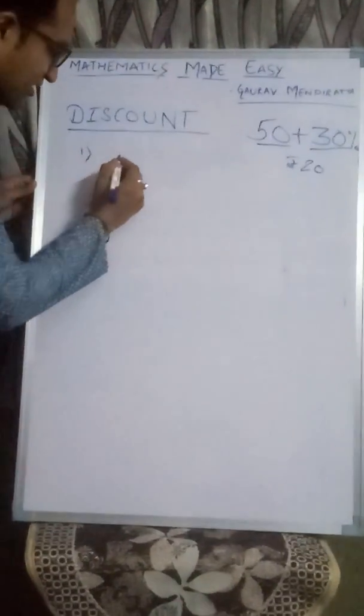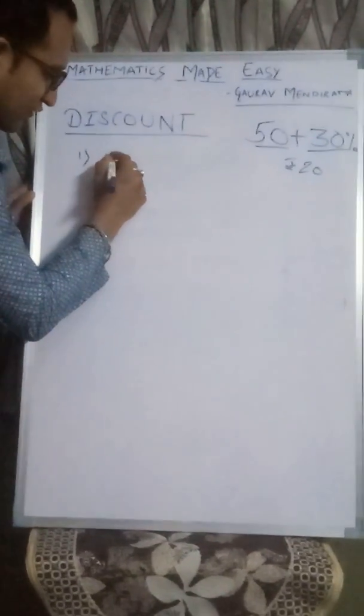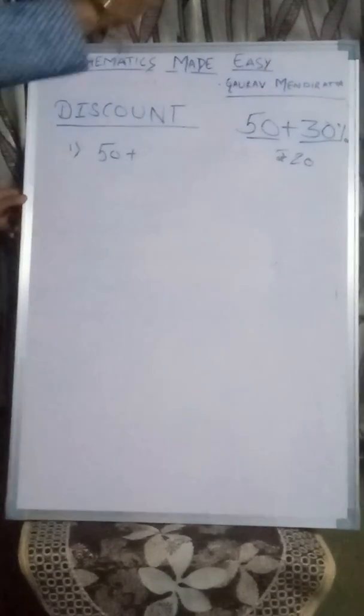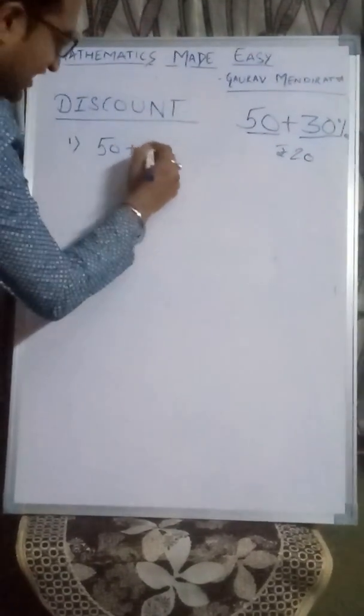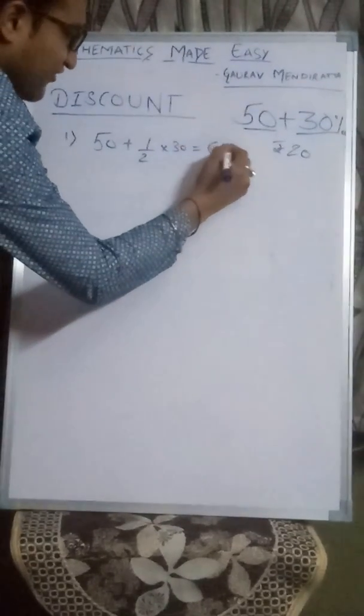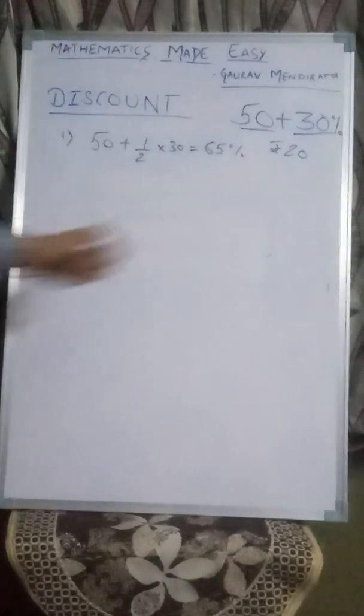So the overall discount would be, always remember in case of a successive discount, that's 50 plus just half of the other subsequent discount. That's 1 by 2 of 30. That is 65% would be the overall discount in case something like this is written.